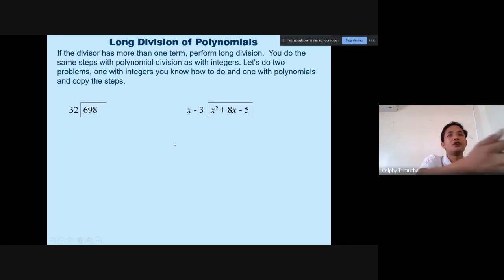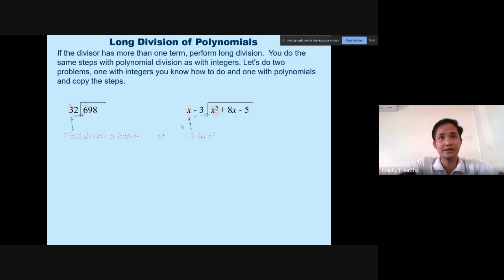Next, we have long divisions of polynomials. So, if the divisor has more than one term, perform long division. Diplastar ko dere, nga daw parehas lang siya sa ginahimo naton sang basic naton nga division sang elementary pa lang ta. So you do the same steps with polynomials as with integers. Let's do two problems, one with integers and another one with a polynomial. So himuon ta, same lang gihapon nga step.